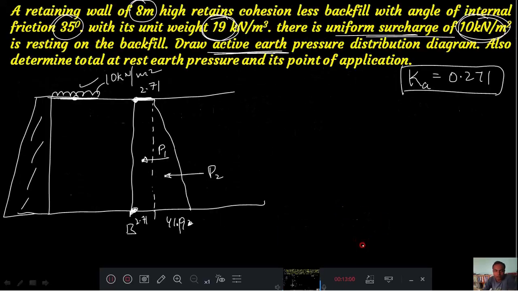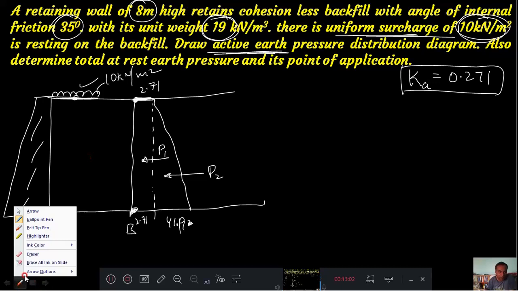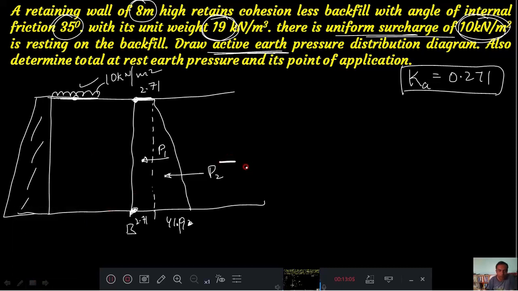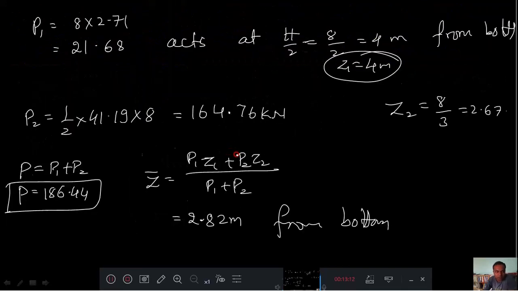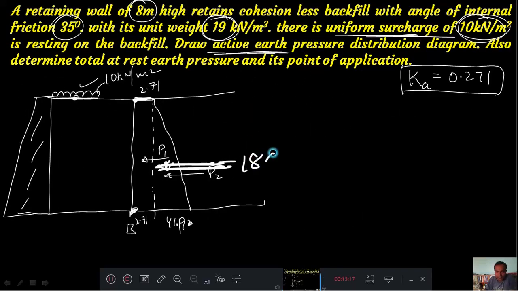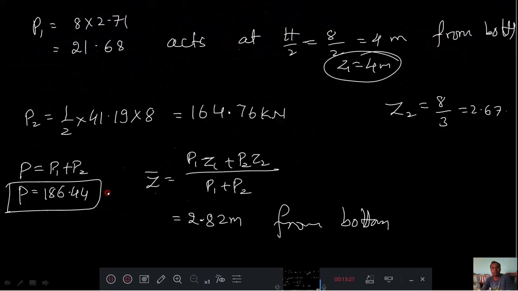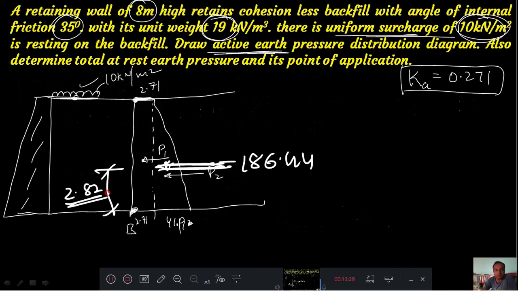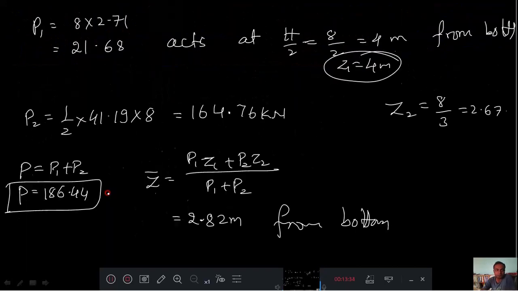Okay, go back to the problem here. Means here we got the total pressure acting here, that is your answer, 186.44, the value is 186.44 and acting at a distance 2.82 meter from the bottom. Problem solved. Okay, take one more homework problem here. The same problem you solve considering passive earth pressure, right?